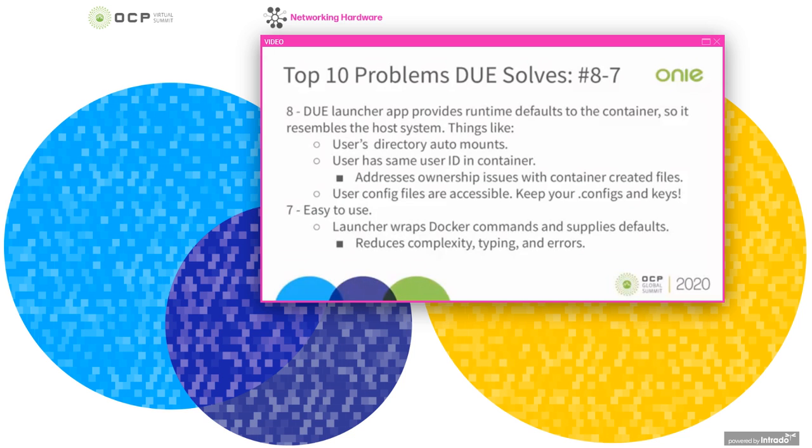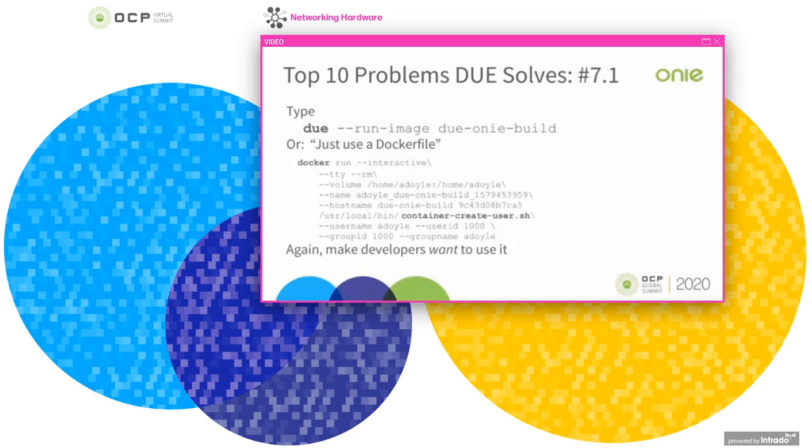It's also easy to use. Using the launcher, it wraps a bunch of Docker commands and supplies defaults, which makes things radically easier. How much easier? Well, if I wanted to run the ONIE build environment, I'd type do run image do ONIE build. Or if I was using a Docker file, I'd have to type all of that to get the same effect of creating myself as a user. And actually, even with that, I wouldn't have the create user script within the container. So I'd have to add that too. Trust me, it is so much easier using this tool.